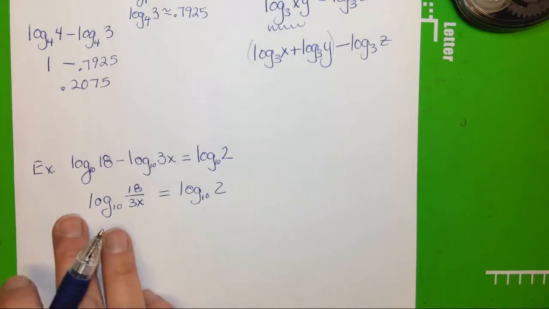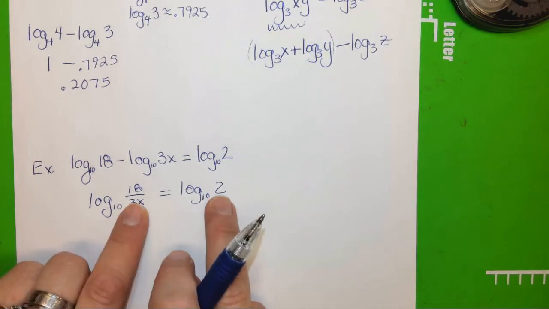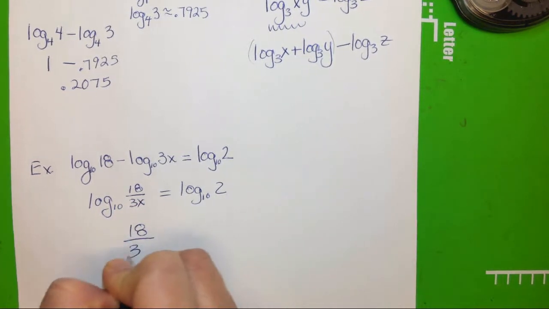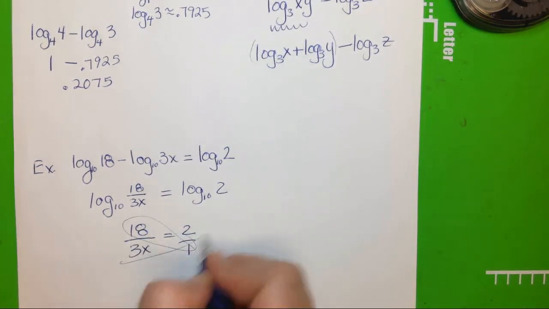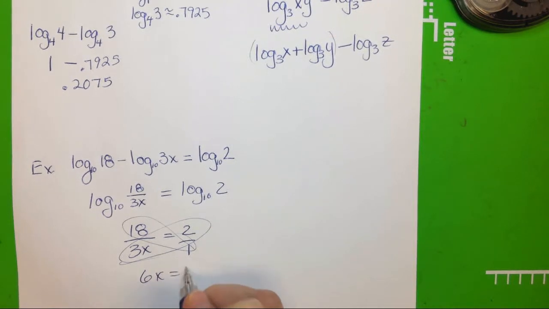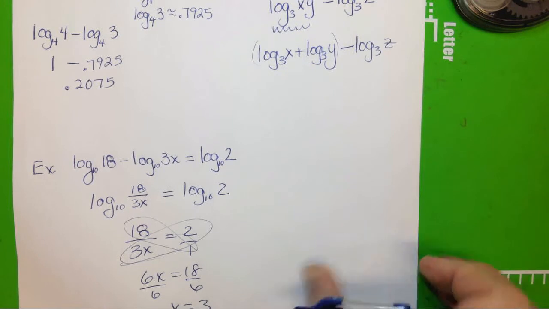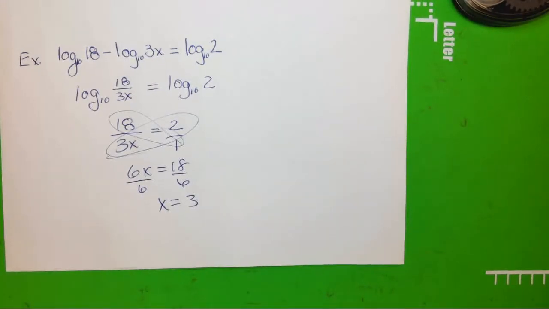Yesterday we learned that if you have logs with the same base, then these two pieces have to be equal. So we'd have 18 divided by 3x has to equal 2, or 2 over 1. Then we could cross multiply, and we get 6x equals 18, or x equals 3. And so that would be what we get.